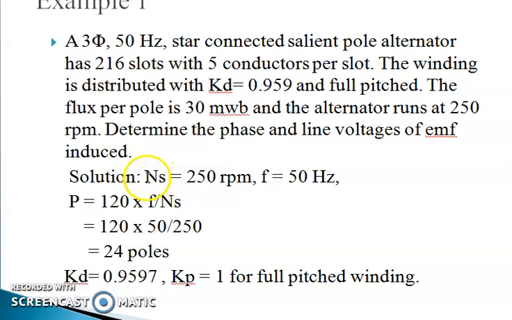Let us consider synchronous speed ns equal to 250 rpm, frequency f equal to 50 Hz. We know the formula, P is equal to 120 f by ns. So f is 50 Hz, ns is 250, and we can easily calculate P equal to 24. The number of poles is not given, so we calculated that P is equal to 24 poles. Kd is equal to 0.959, which is already given in the problem. Kp is equal to 1 for full pitch winding, as they have specified.